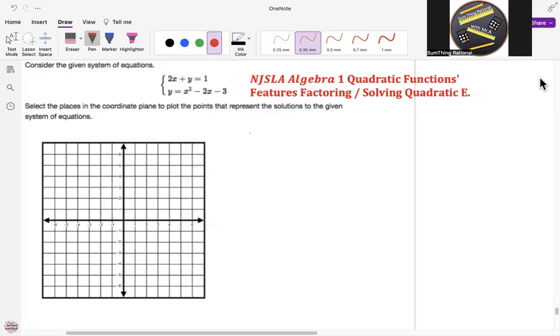So we have been solving NJSLA Algebra 1 questions on quadratic functions and quadratic equations. So you can pause the video and read the question first.